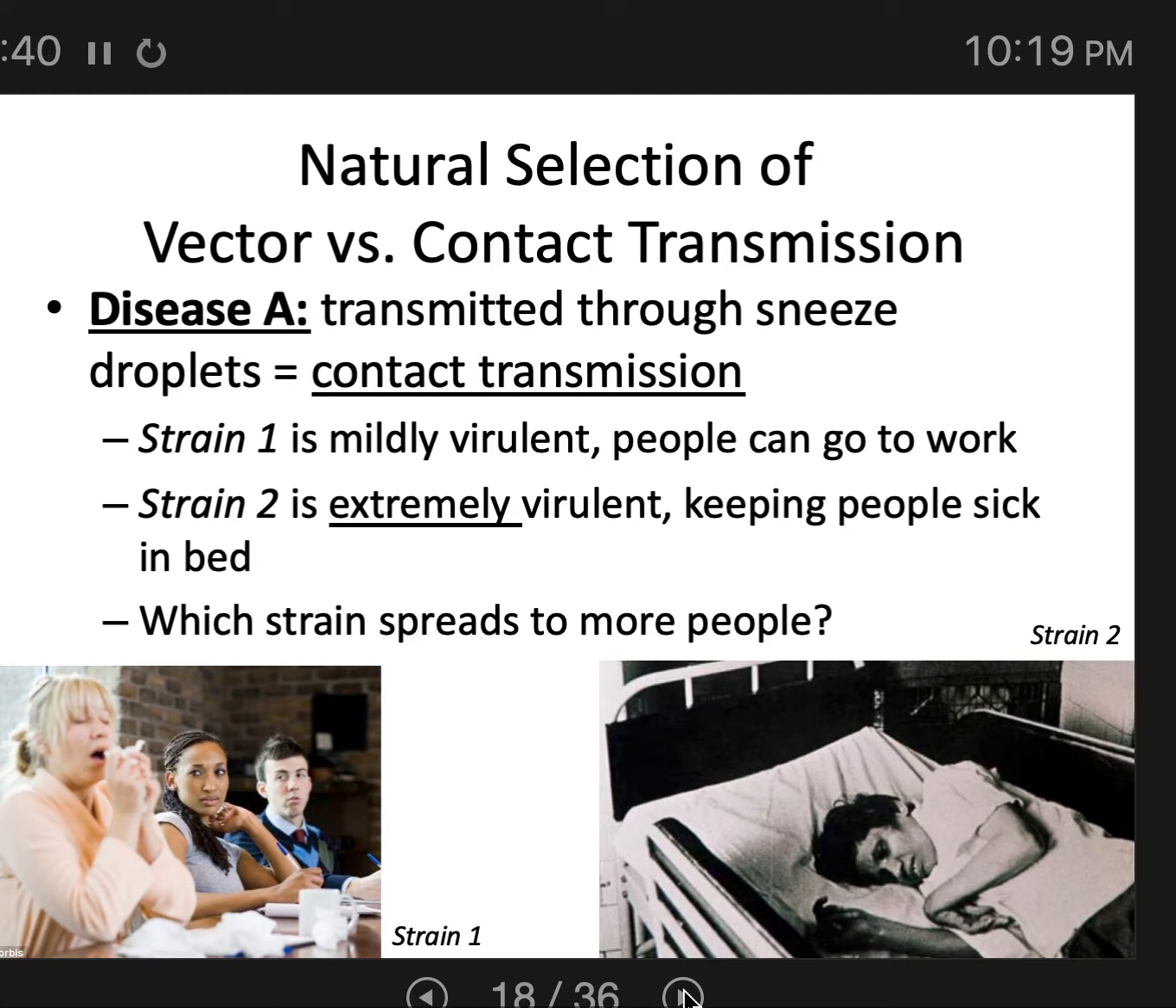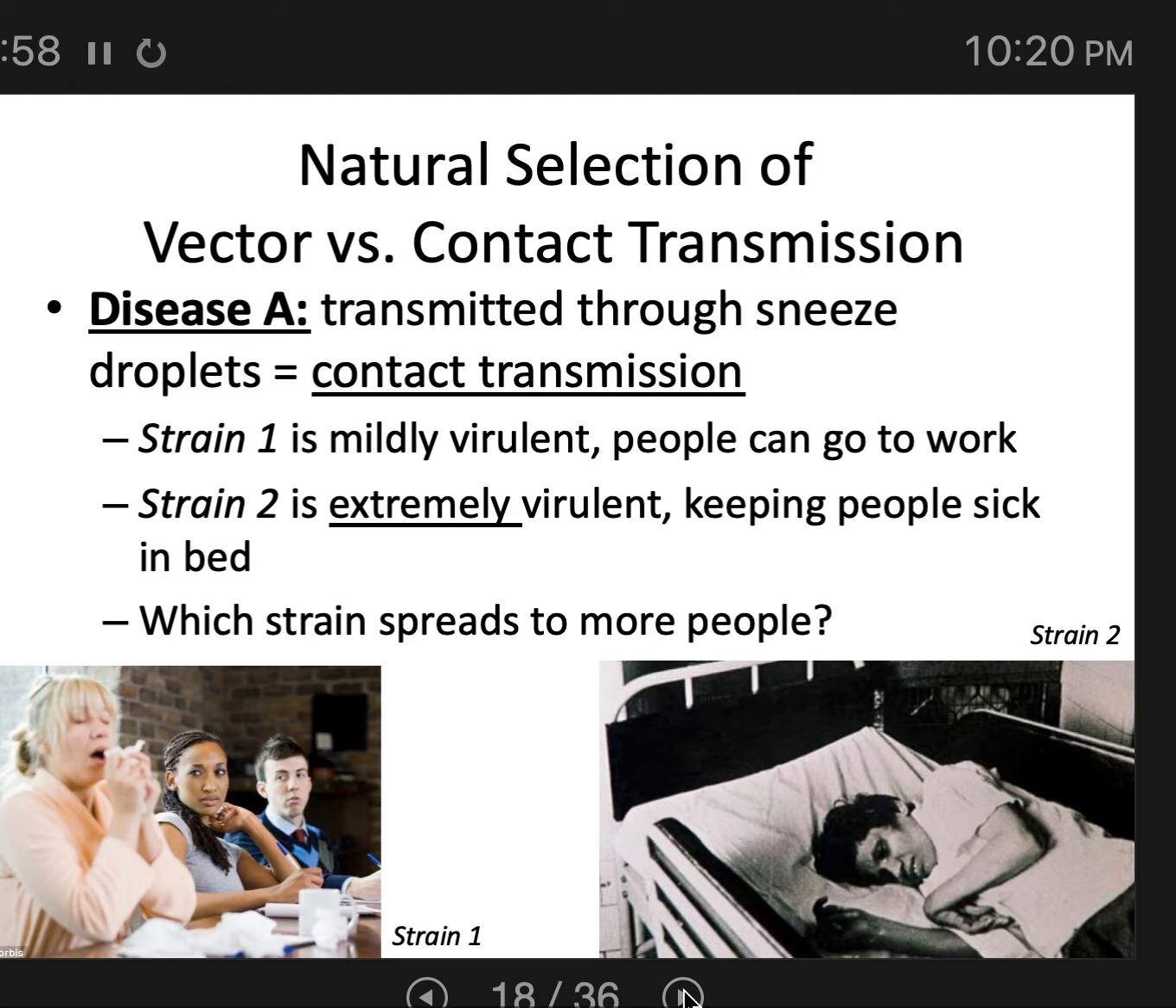So you have strain 1. It's mild. People don't feel that sick. They can go to work. Strain 2 is not mild. It's very harmful. People who have it are bedridden. Which strain is infecting more people? Well, the answer is strain 1.